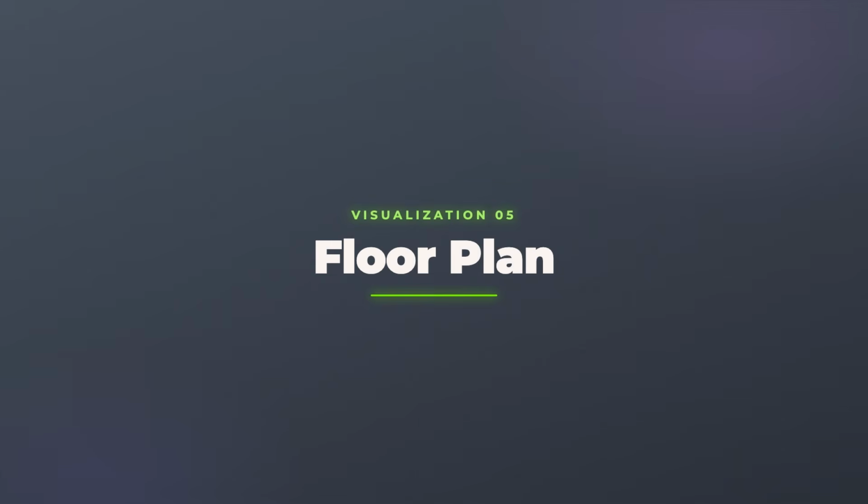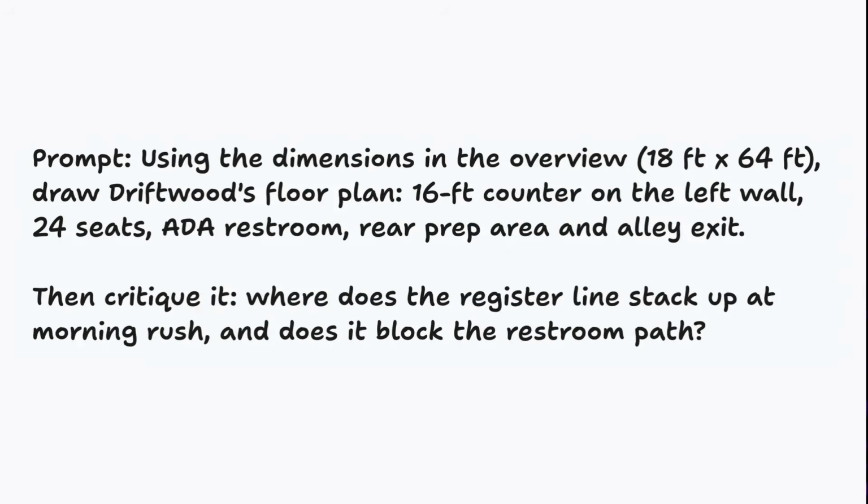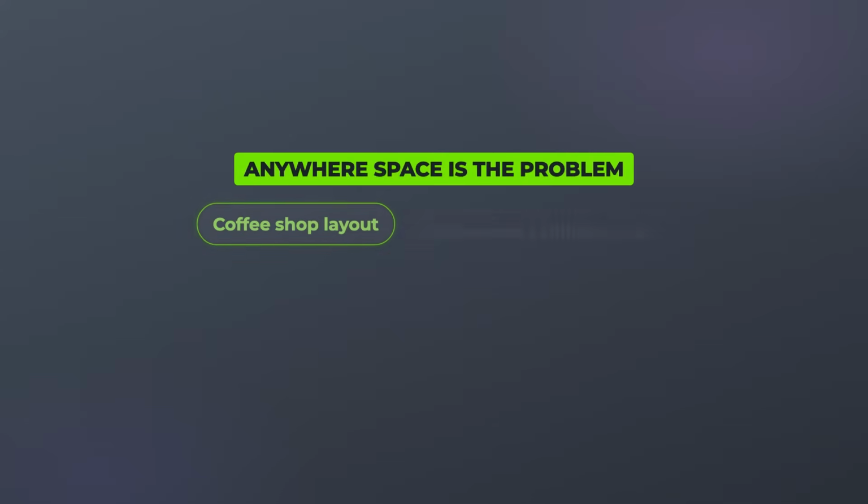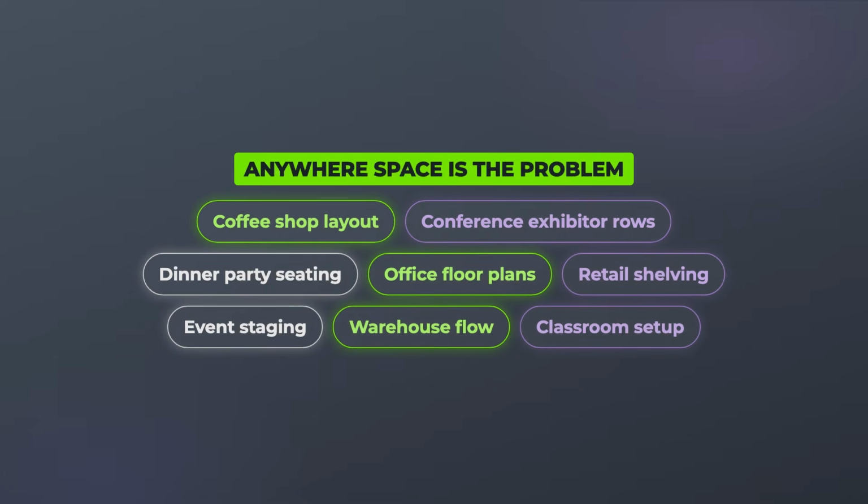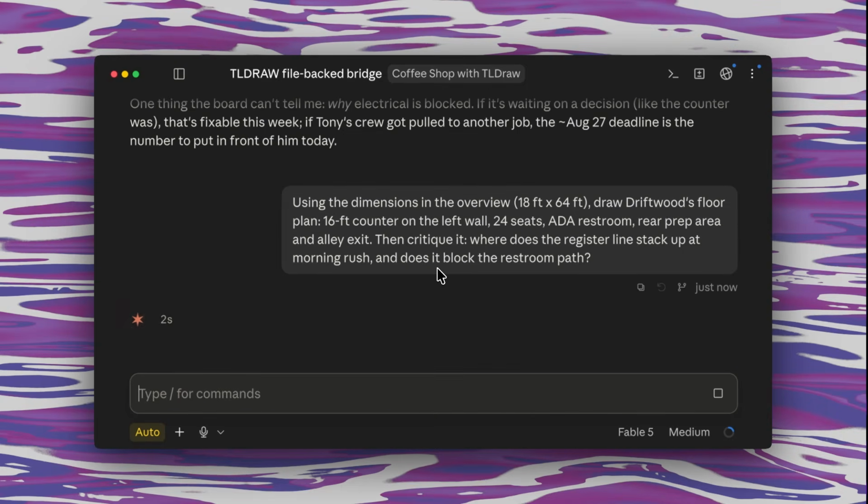Now for the one that I'm most excited about, the floor plan. This is dealing with any sort of spatial information. If you're planning a conference and you've got a bunch of different exhibitors, and you want to figure out how to set up the different rows, or maybe you're planning a dinner party, you want to figure out, hey, where's everybody going to sit? I'm going to use this prompt that just says, hey, using the dimensions in the overview of our space here, let's draw this coffee shop's floor plan. It's got a 16-foot counter on the left, 24 seats, restroom, etc.